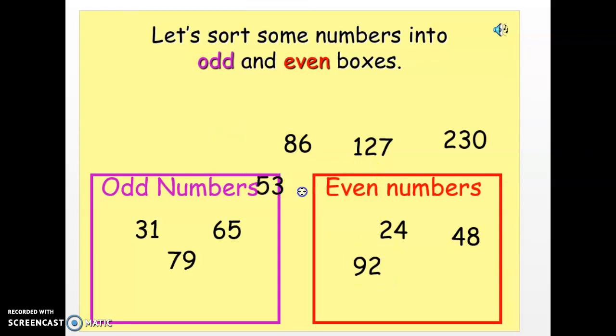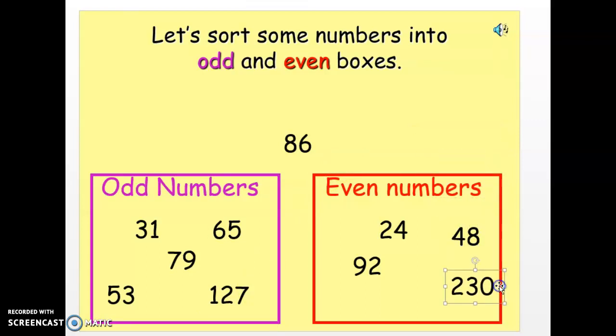53, is it odd or even? 53 is an odd number because it ends in 3. 127 ends in 7, so it is an odd number. 230 ends in 0, so this one also is an even number. And 86, because of 6, is an even number.